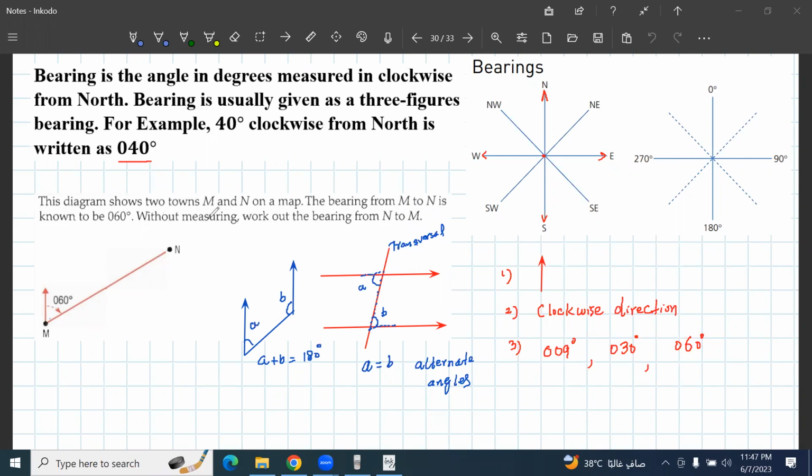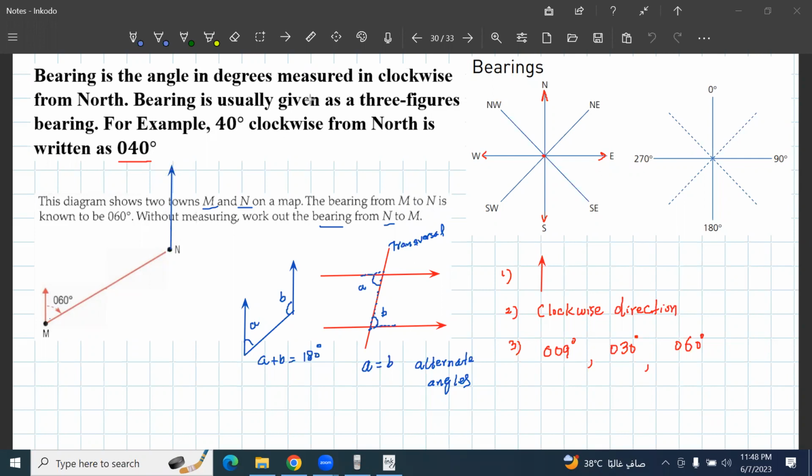Here they say this diagram shows two towns M and N on the map. The bearing from M to N is known to be 060, meaning 60 degrees, as you can see. Without using a protractor, work out the bearing from N to M. The first step is we have to draw north at N. So we need an arrow here.